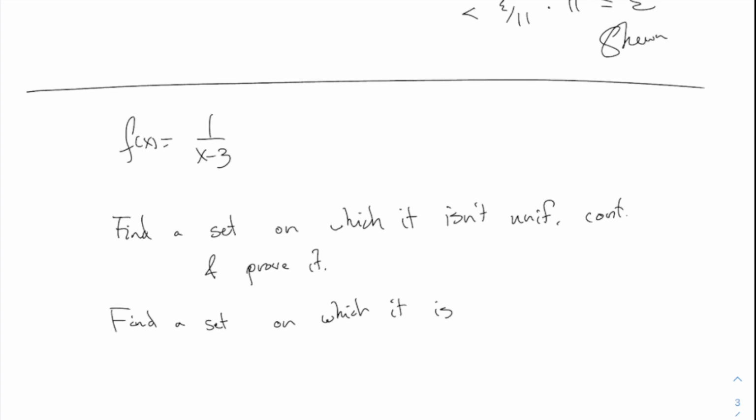This one should be similar to the one I just did, although all the simplification stuff is much easier in this example. Find a set on which it is uniformly continuous. All right, I'm going to walk around and see how you're doing once you get going a little bit.